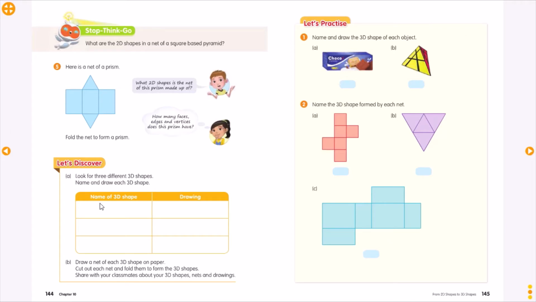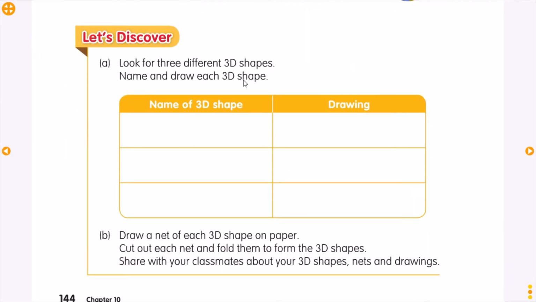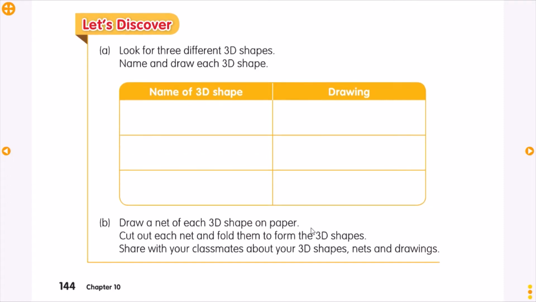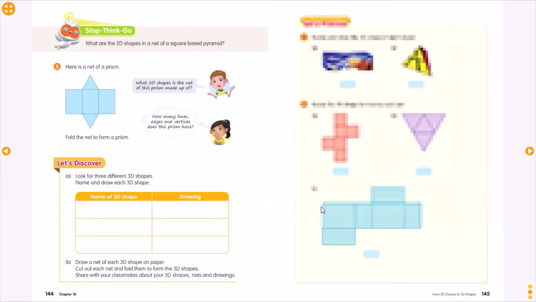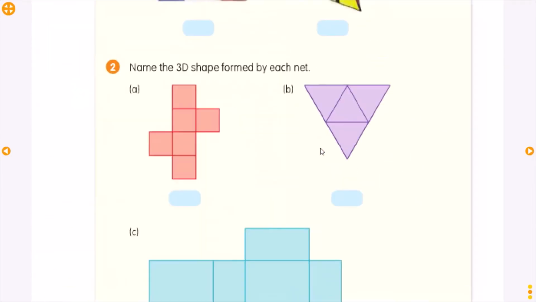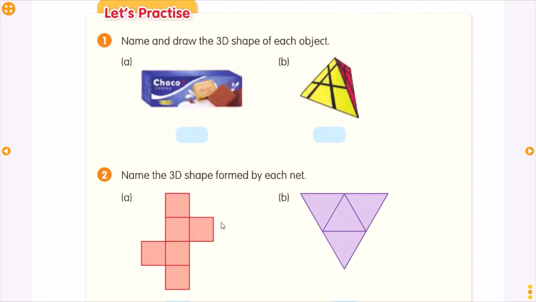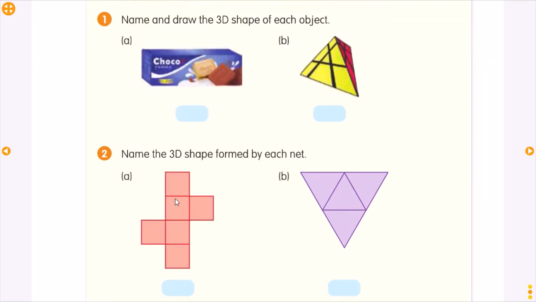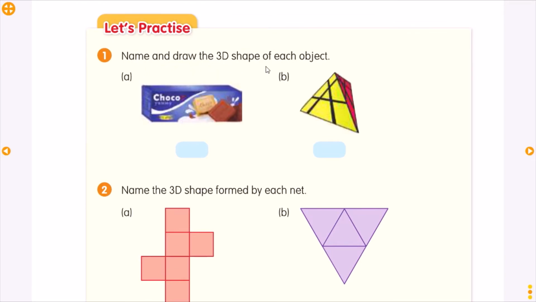So now look for three different 3D shapes. Now name and draw each 3D shape. So you name them and draw them. Show me how they look like. So draw the net of a 3D shape on a paper and try to find out how it looks like in 3D. But make sure you draw the net. So here is the net. This is how the net looks like, and you're gonna form the 3D shape with the net. So name and draw the 3D shape of each object. This is for question number 1.